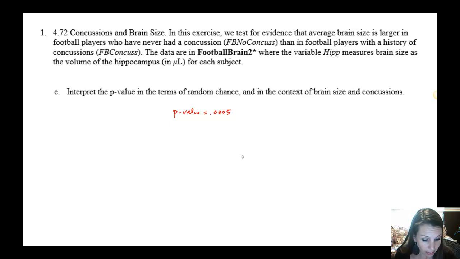So that means that a difference in means that is as large or larger than what we got, remember our difference was 724.6, so we're saying seeing a difference in means that is 724.6 or larger would only occur 5 out of 10,000 times if the null hypothesis is true. So clearly this is very unlikely to occur if the null hypothesis was true. And this gives us lots of evidence against the null hypothesis and in favor of the alternative hypothesis.